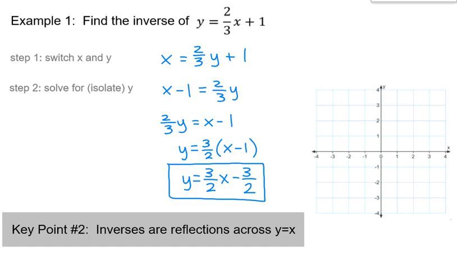So we have y equals 2/3 x plus 1. So that has a y-intercept of 1 and then a slope of 2/3. So from that point up 2/3. We could go the other way down 2/3 and draw the line. And then the other one is the line y equals 3/2 x minus 3/2. So y-intercept at -3/2. And then from there up 3/2 or down 3/2. Graph that line.